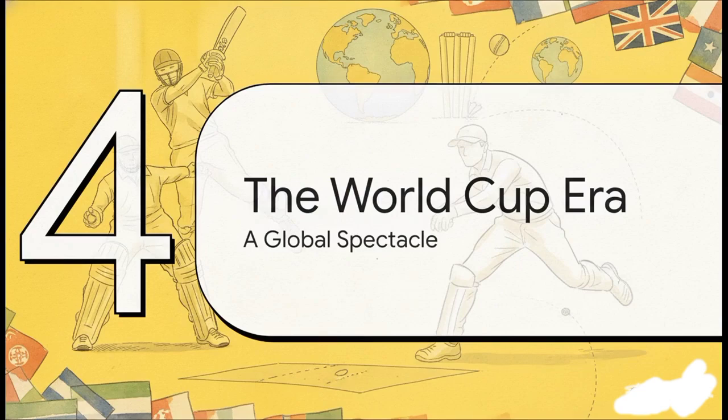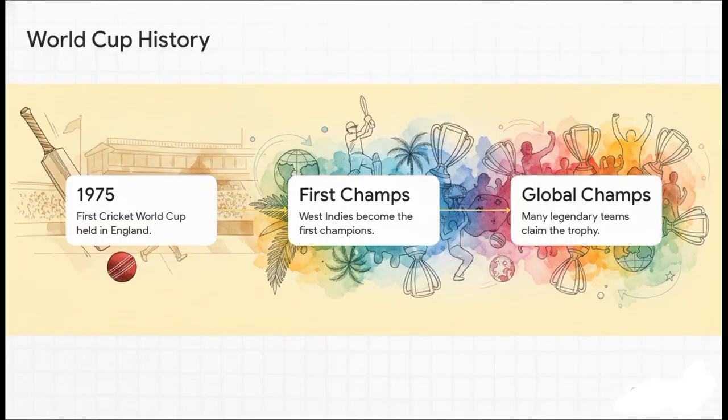Section 4. The World Cup era. A global spectacle. As the 20th century progressed, the sport required a unifying global tournament. So, in 1975, the first Cricket World Cup was held, fittingly enough, in England. The West Indies established early dominance, securing their place in history as the first ever champions. Over the subsequent decades, the balance of power shifted, with legendary teams from Australia, India, Pakistan, Sri Lanka, and eventually England successfully claiming the trophy.